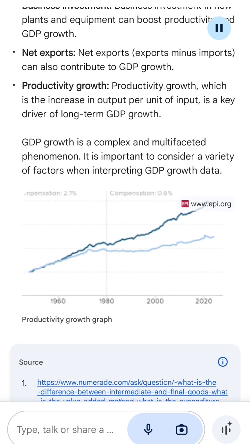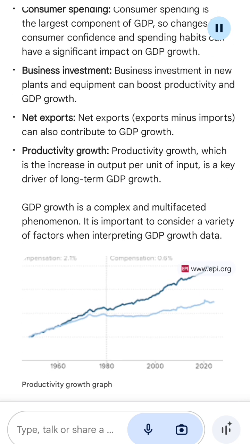Productivity growth: productivity growth, which is the increase in output per unit of input, is a key driver of long-term GDP growth. GDP growth is a complex and multifaceted phenomenon. It is important to consider a variety of factors when interpreting GDP.